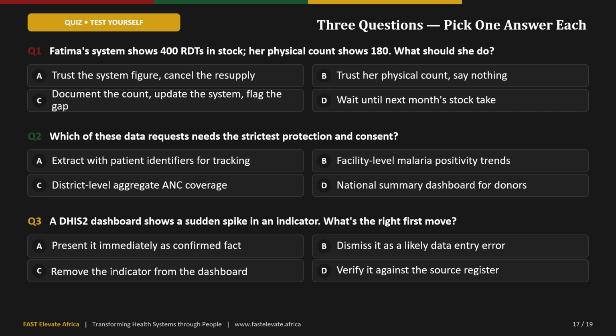Fatima's system shows 400 RDTs in stock. Her physical count shows 180. What should she do? A. Trust the system figure, cancel the resupply. B. Trust the physical count, say nothing. C. Document the count, update the system, flag the gap. D. Wait until next month's stock take.